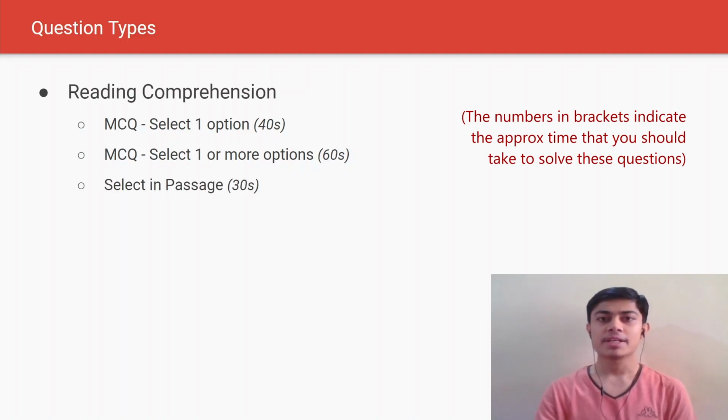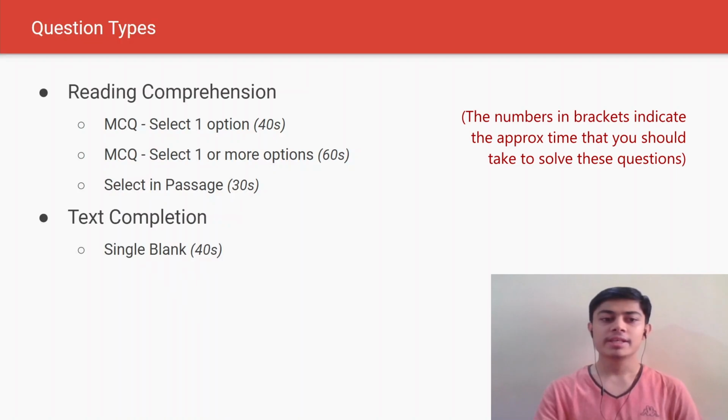Next is the select in passage type of question. This is a fairly easy type of question in which you have to select a sentence in the passage by clicking on it. The next type is text completion. In this, first of all, you will have the single blank type of questions. Here, you will have 5 options out of which 1 will be correct. Next is the double blank.